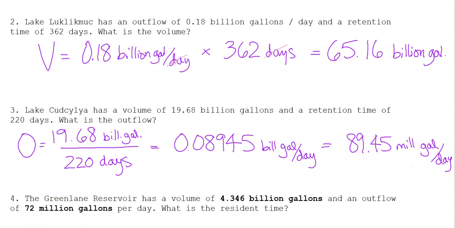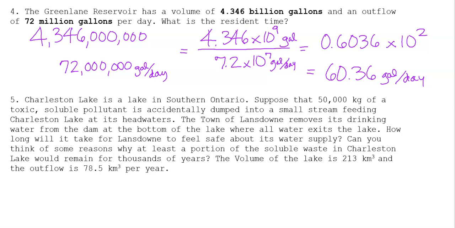Okay, then we'll look at number 4. With number 4, we're actually talking about the Green Lane Reservoir and the real life numbers that we have here.